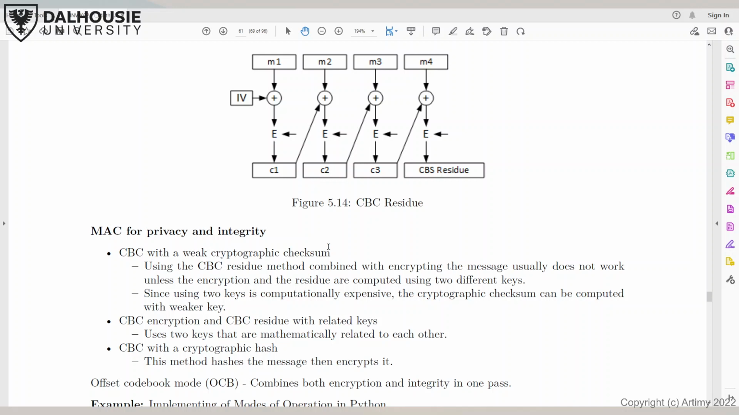So we could use the CBC with the weak key to generate some of these. Right? So if I want to do encryption and an integrity check, I can do the encryption with a strong key, and I can do the integrity check with a weak key. Choose one of the considered weak keys and use it for that.